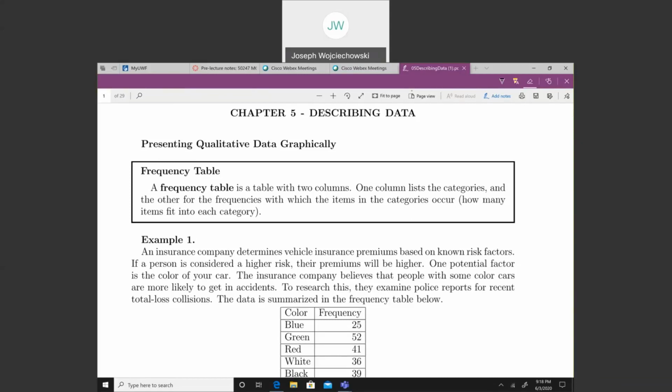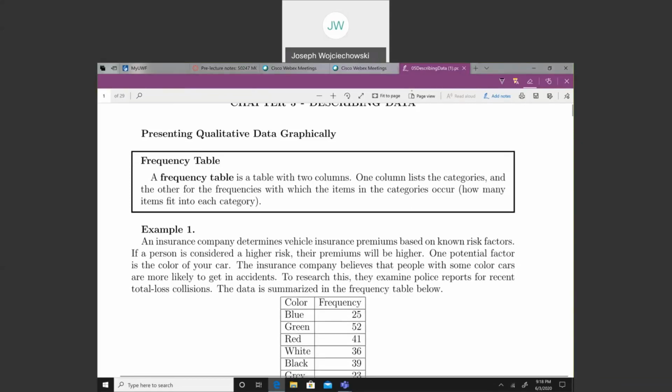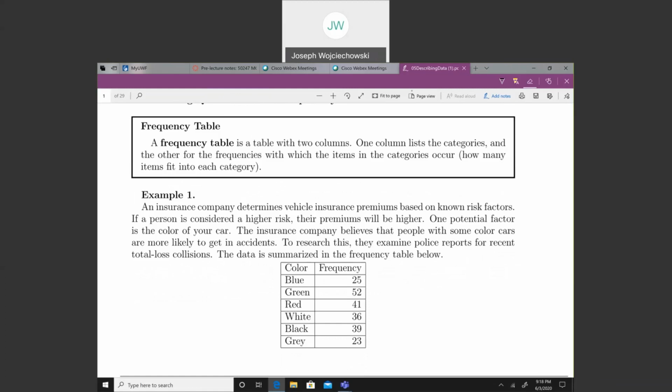A frequency table is a table with two columns. One column lists the categories, the other is for the frequencies with which the items in the categories occur: how many times, or how many items, fit into each category.